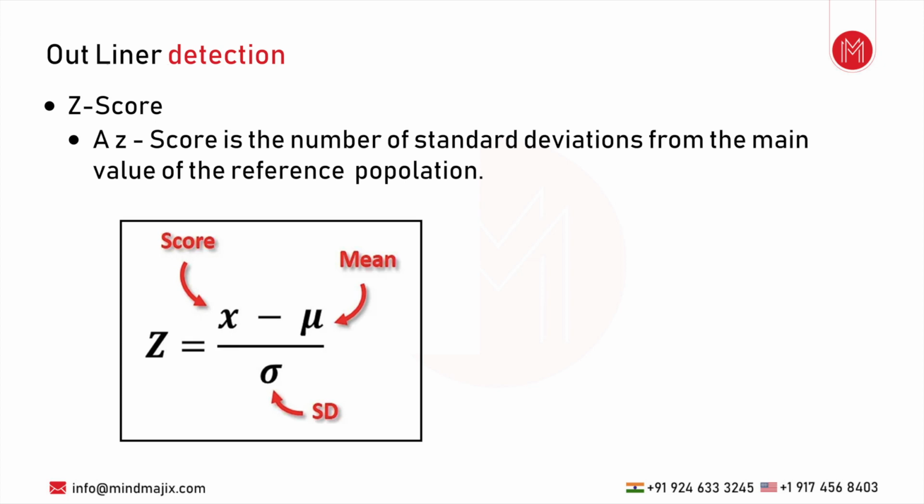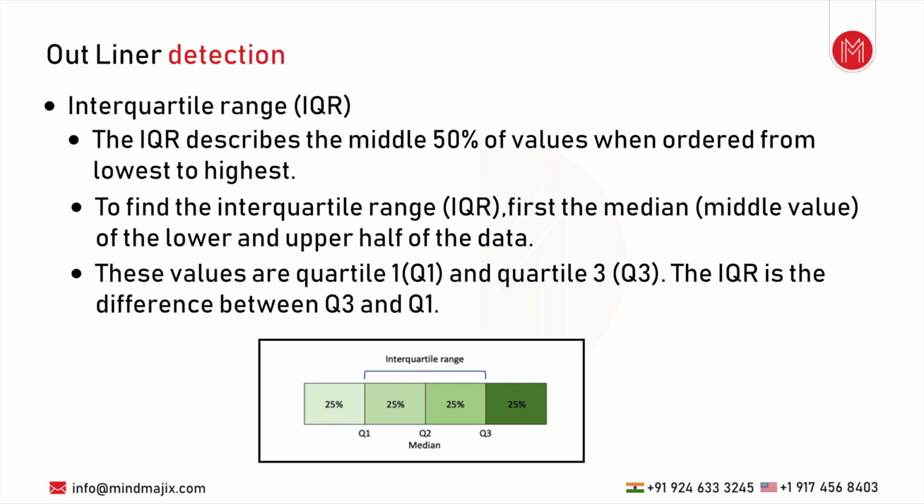Next, we have IQR, that is called interquartile range. Interquartile range is quite straightforward. We have Q1, Q2, and Q3 in data, which divide data into four equal parts: 25%, 25%, and 25%, and so on. So we have 25% divisions by these three, Q1, Q2, and Q3. And the interquartile range is the difference between Q3 and Q1. When you subtract Q1 from Q3, that's your interquartile range.